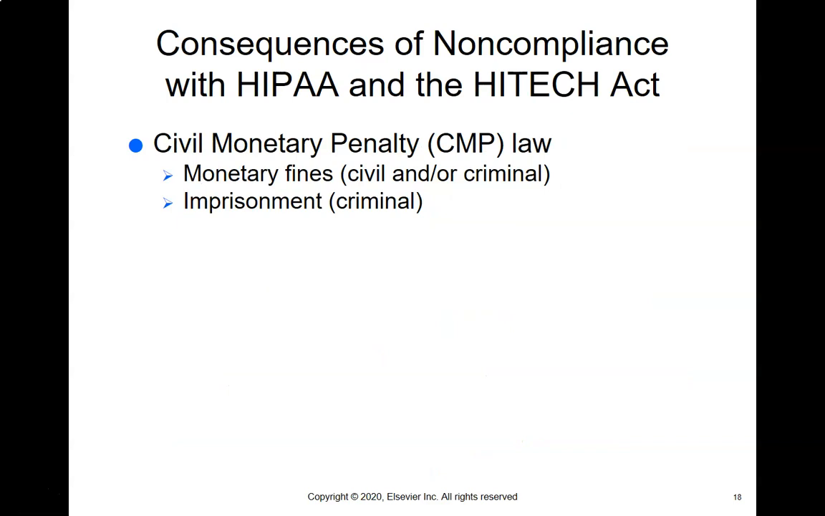Consequences of non-compliance with HIPAA and the HITECH Act. The Civil Monetary Penalty, CMP, law, under which fall monetary fines, civil and/or criminal, and imprisonment, criminal. CMS handles issues regarding transaction code sets and security. The OCR oversees privacy issues and complaints and refers criminal issues to the Office of Inspector General, the OIG. The OIG provides workup for referral cases, which may involve the FBI and other agencies.